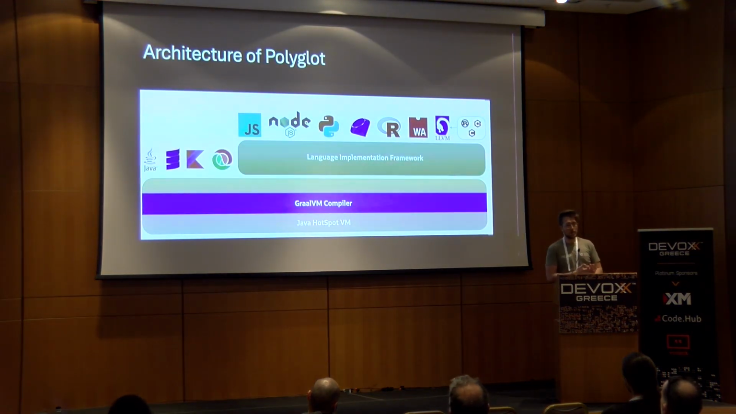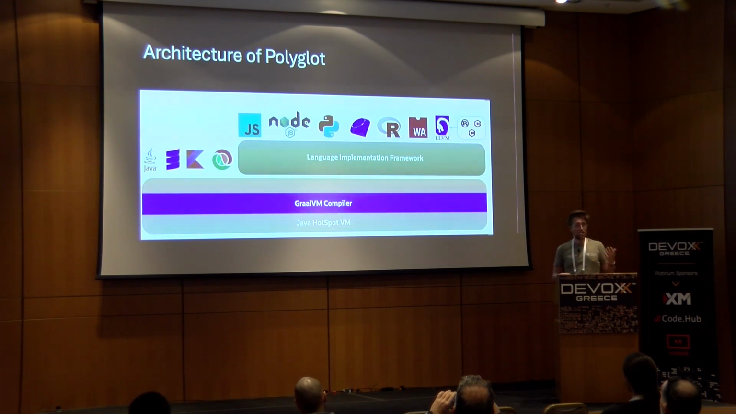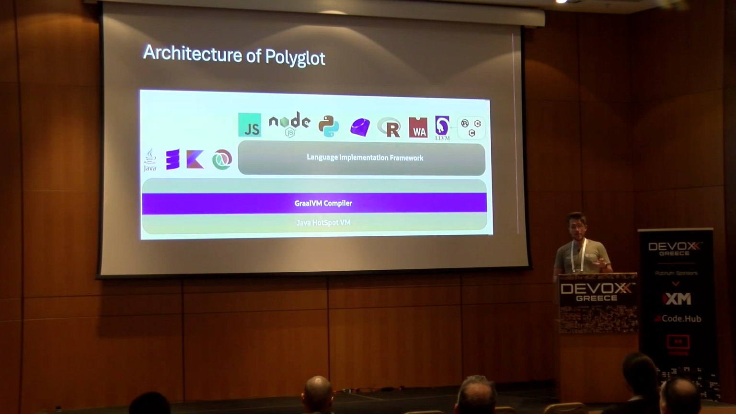So what is the architecture of Polyglot? It's quite simple. We can see here at the bottom we have the JVM, the Java HotSpot VM, and this is just the thing which runs your Java code. On top of that we have the GraalVM compiler. What is this? This is just the replacement for the normal JDK, which converts your Java or Kotlin code into JVM bytecode.